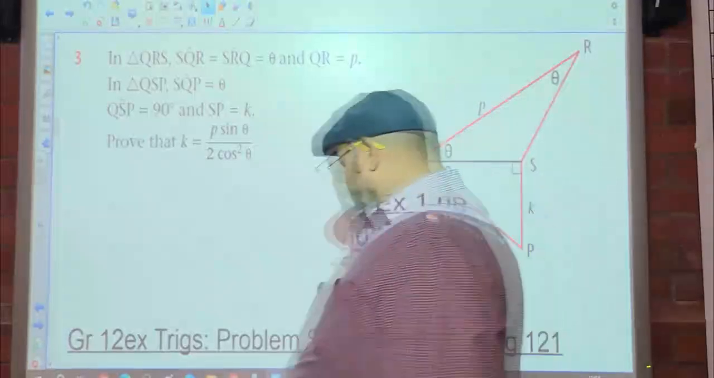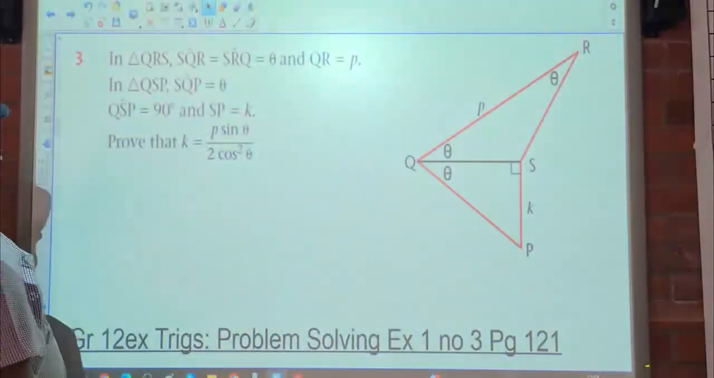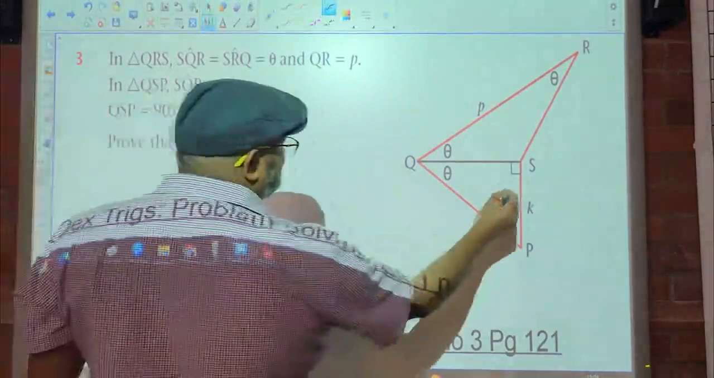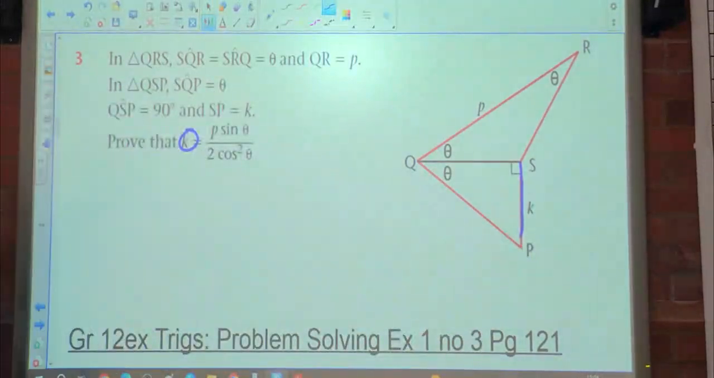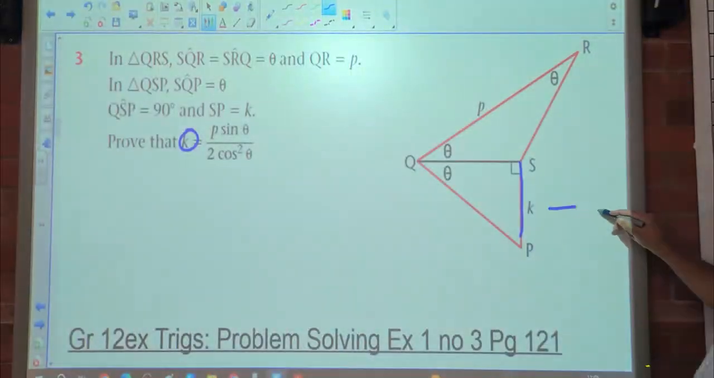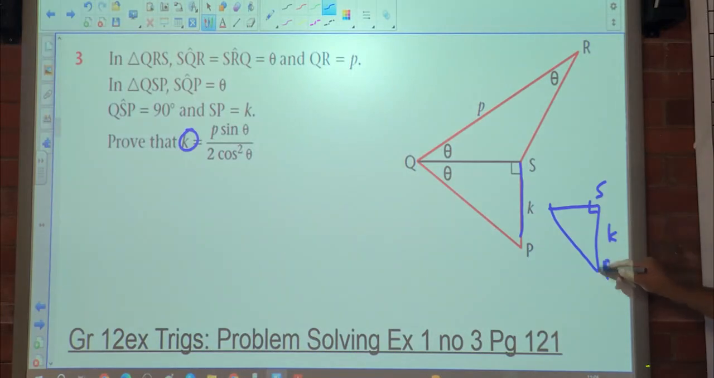Prove that. Alright, so we start. They want you to prove that K is equal to something, so I start with K. You see that, people? What you should see is a triangle looking like this. So this is 90, K, P, theta.